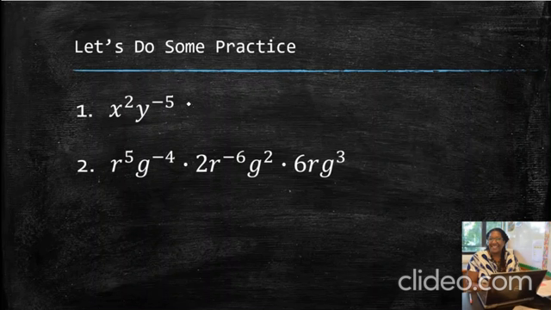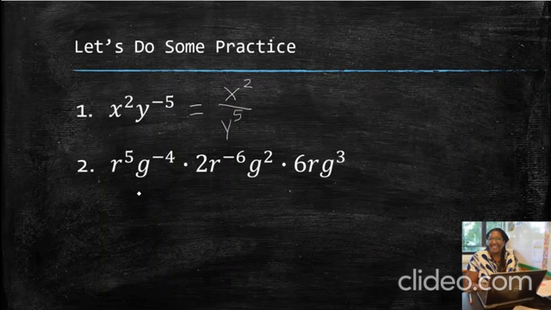X squared times y to the negative 5th. Our x squared is already positive, so that will remain in the numerator. Our y to the negative 5 is in the numerator now, but it should move to the denominator and become positive. So our answer here is x squared over y to the 5th.